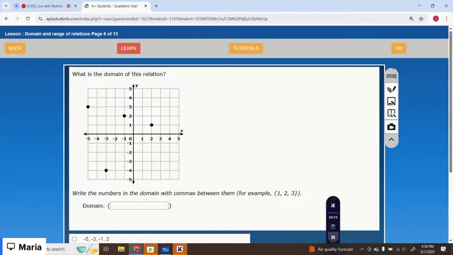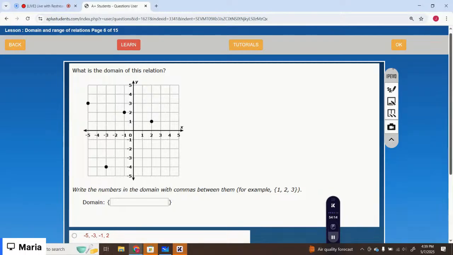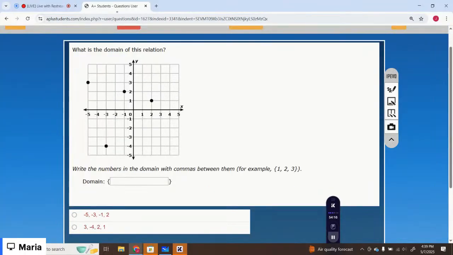What is the domain of the relation? Domain is all the x values, right? So negative 5, negative 3, negative 1, and 2. Option number 1 is the correct option.